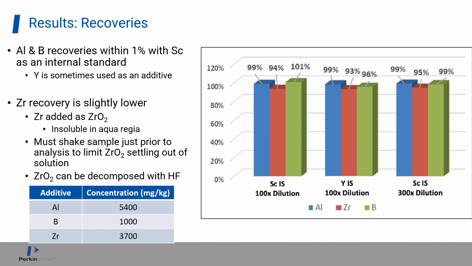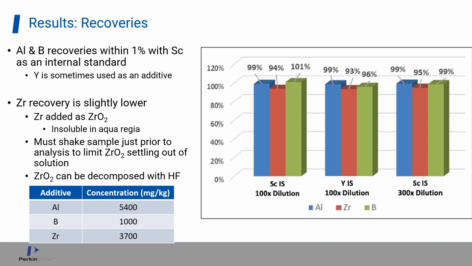We're still puzzled why the zirconium was recovering lower consistently. So to rule out matrix effects, we diluted the sample another 3x, for a total of 300 times dilution, as we see in the plot at the far right. And the results were basically unchanged. We're still recovering a little bit lower with zirconium. And we were a little puzzled.